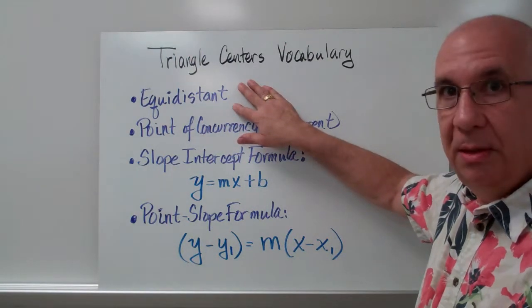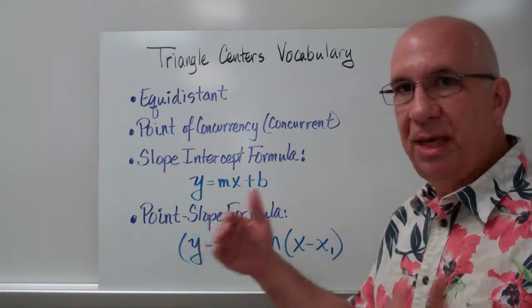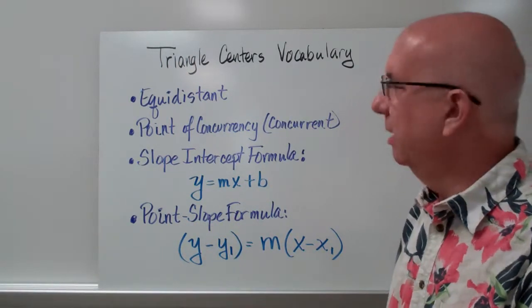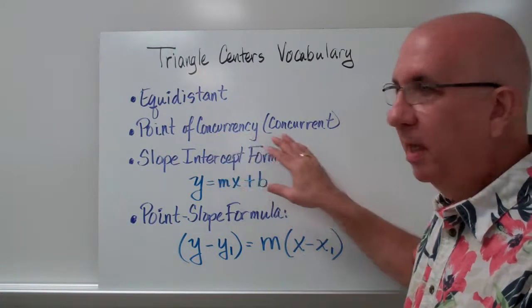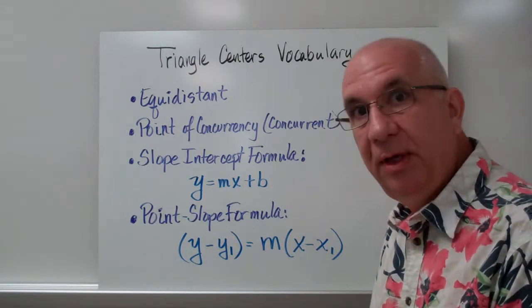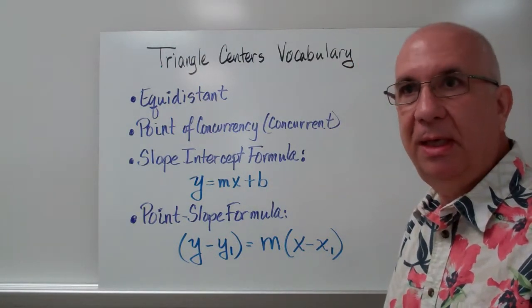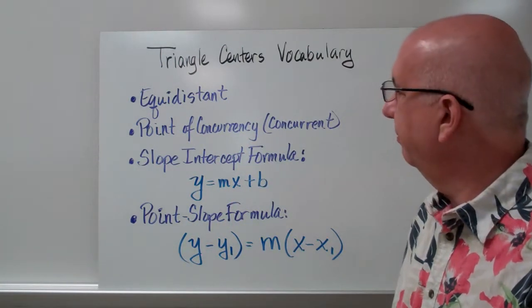One is equidistant. Equidistant simply means that 2 points, if they're equidistant, they're exactly the same distance. No big deal. The next one is point of concurrency, or it might just be called concurrent points. A point of concurrency is nothing more than where 2 or more lines intersect, where they cross. It's another name for intersection.